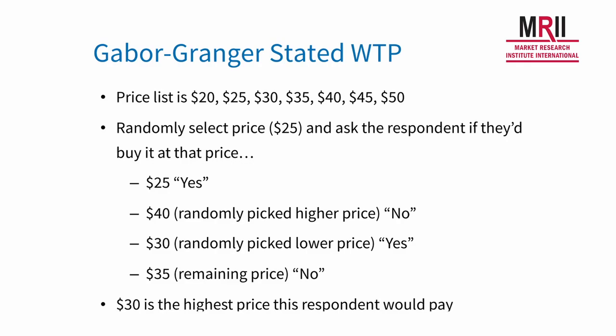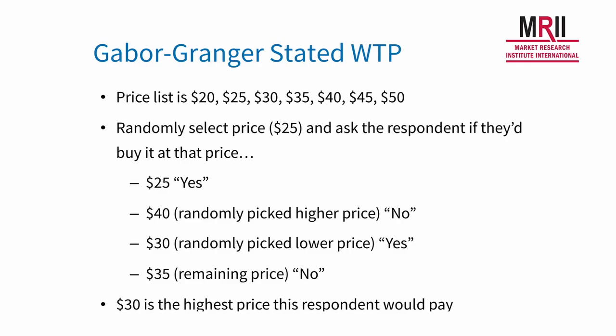Then we randomly pick a higher price. And let's say the randomly picked higher price is $40. And we say to the respondent, okay, now would you buy the product if it was $40? And let's imagine that this respondent says no. Well, then we randomly pick a price that's between the original price that we said and the second price. We randomly pick $30, and the respondent says yes.